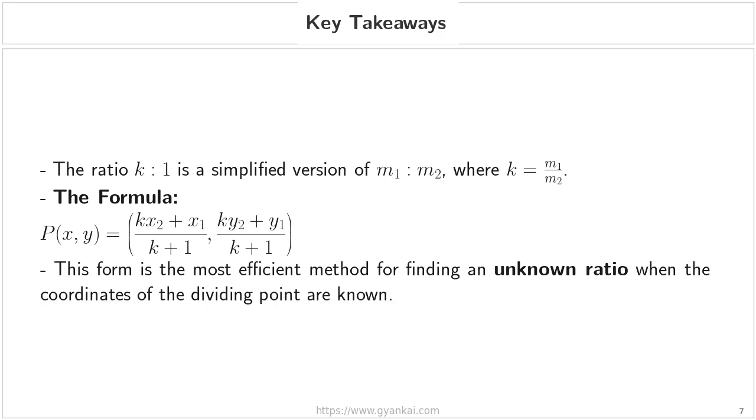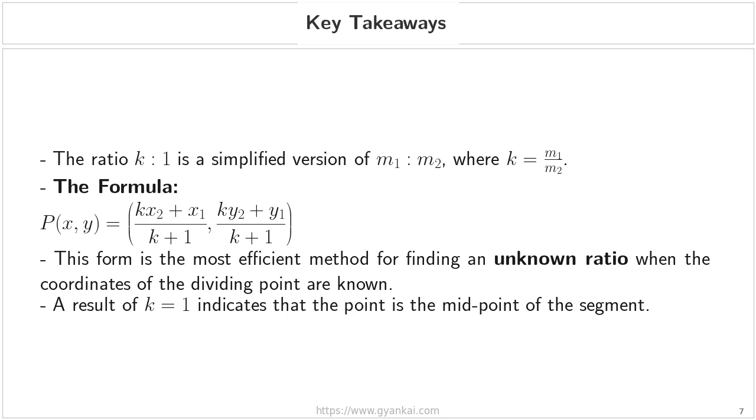As we saw in our engineering example with the fiber optic cable, this specific form is your most efficient tool when you are faced with an unknown ratio and you already know the coordinates of the dividing point. It reduces the number of variables you have to manage, making your algebra much cleaner. Finally, keep an eye out for a special case. If you solve your equation and find that k equals 1, this tells you that the ratio is 1 to 1, which means the point is actually the midpoint of the line segment.